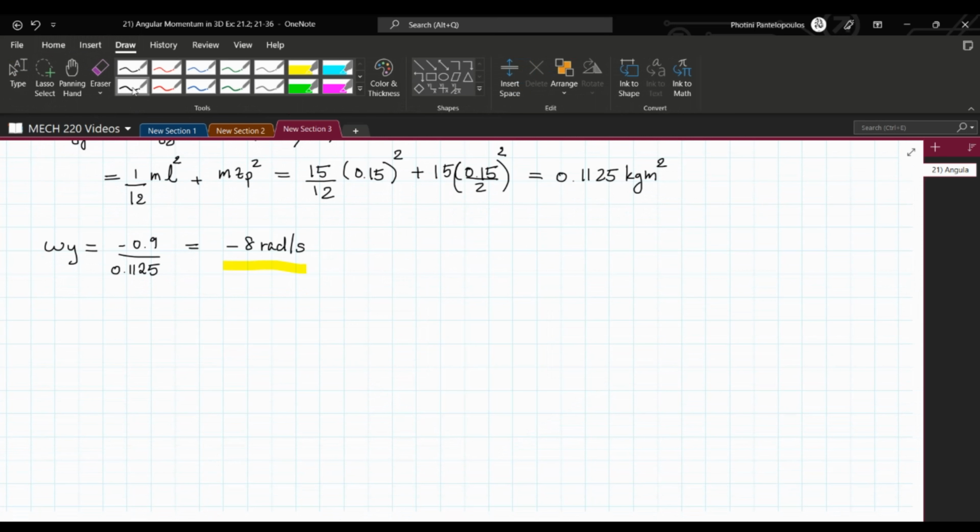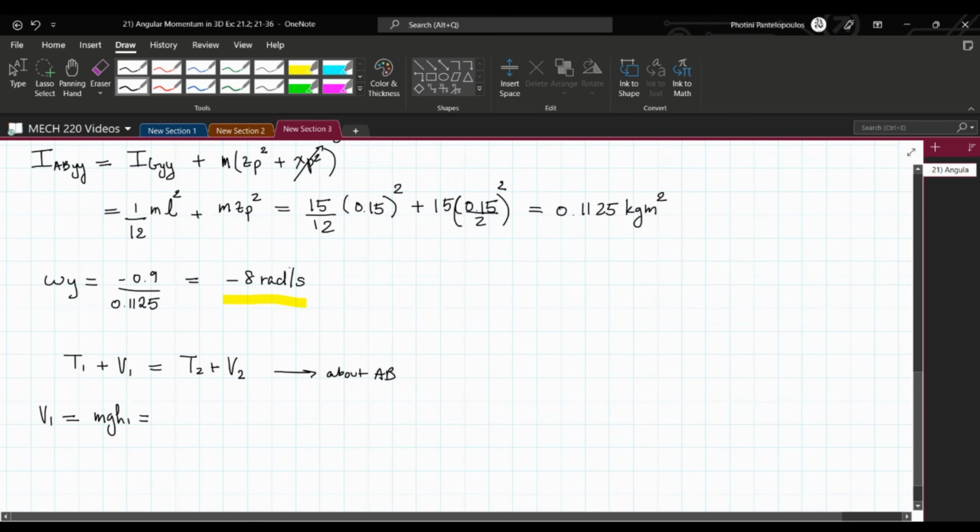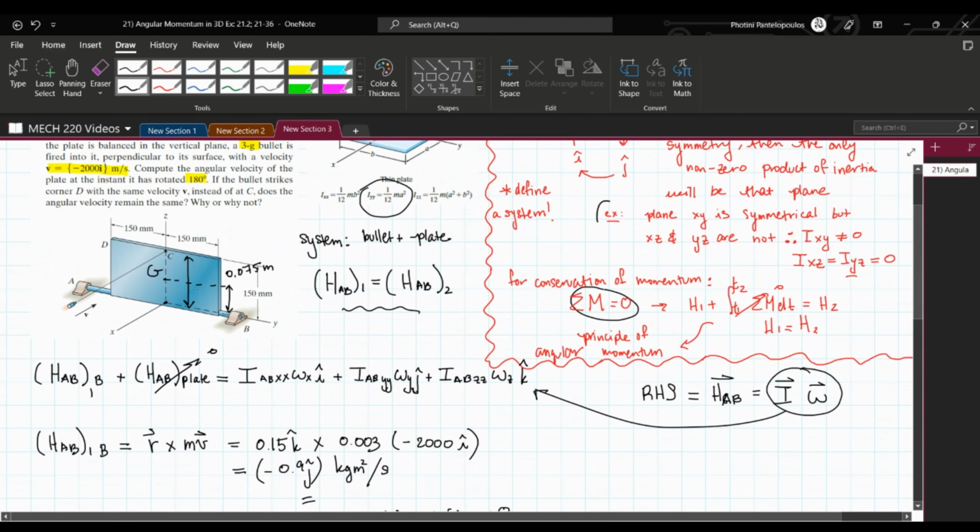So now we're going to work to solving the problem. Now, because of the system that I made that included the bullet and the plate, there are no external forces to the system, so we can say that the energy is conserved. Right, so what I'd like to do is to write out all the terms separately, and then plug all the values in at the end. Initially, we have our height. That's going to be at 0.075 meters, which is the distance between the bar AB and G.